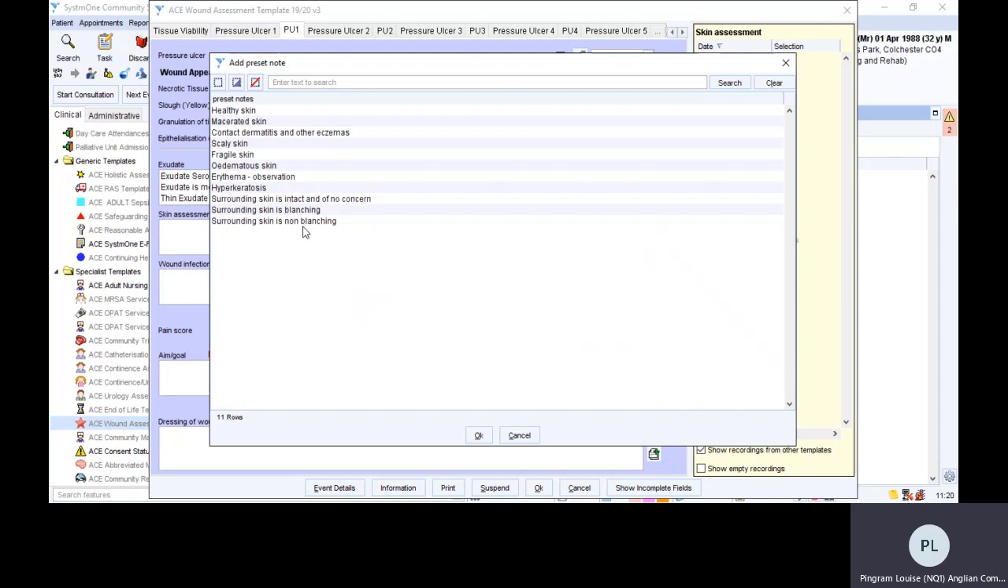So this is your evidence, if you're writing about a pressure ulcer, to write that on that assessment the surrounding skin was non-blanching, or if it's a moisture damage, to write that the skin is blanching.